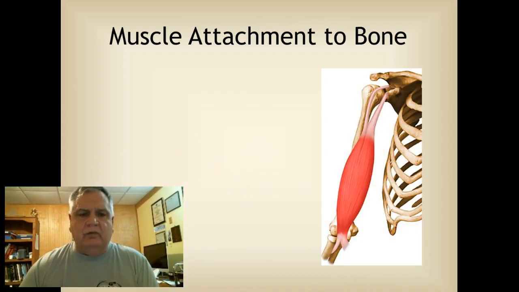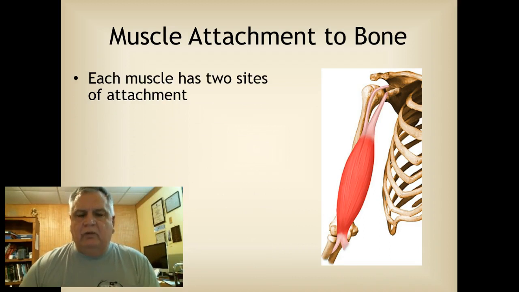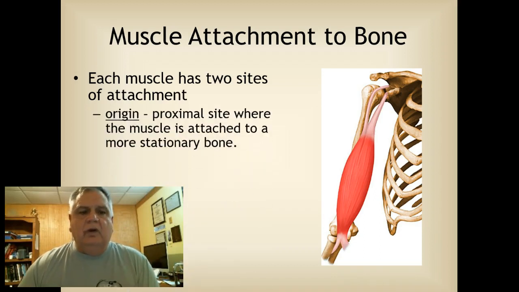First of all, let's talk about muscle attachment to bone. Each muscle has two sites of attachment on the bones. One site of attachment is called the origin. The origin is defined as the proximal site where the muscle is attached to a more stationary bone. As we take a look at this muscle over here, this is the bicep muscle, we can see that it's attached to the bones in two sites, one here and one down here.